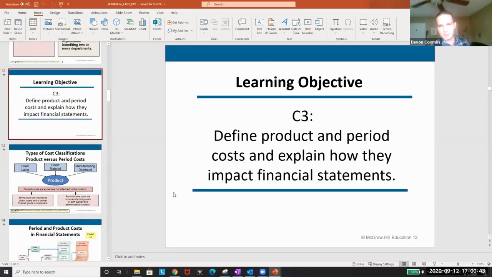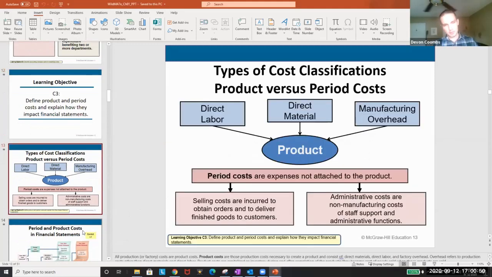So next, define product and period costs and explain how they impact the financial statements. You're going to have to memorize all these slides, right? Memorize these terms. There are a lot fewer slides than pages in the book. All the words on all of these slides that I'm giving you probably make one page of one of your books. So just memorize this stuff, make your life easier.